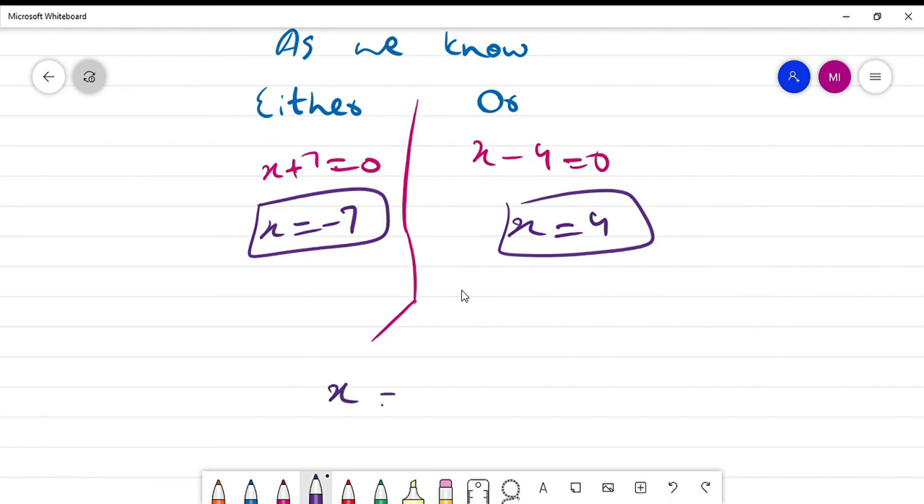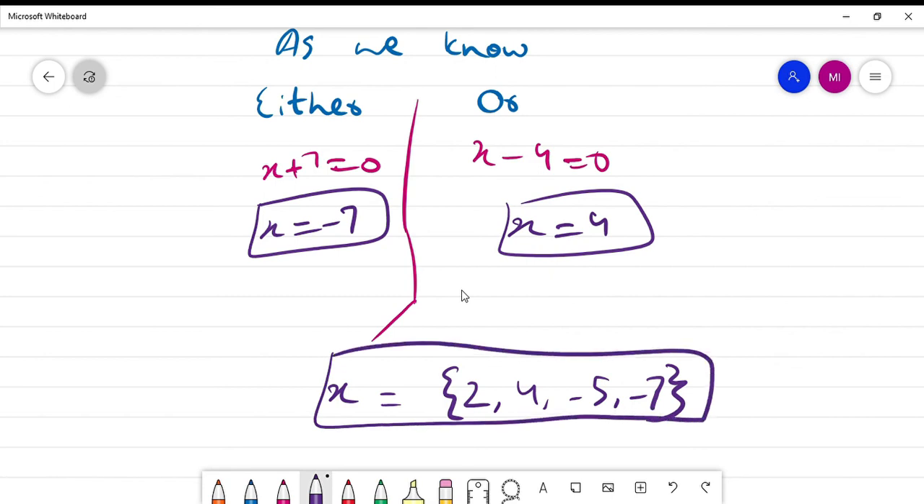So the solution set for x is equal to 2, 4, negative 5, and negative 7. And that's the fifth case. We just talked about all 5 cases of the equations reducible to quadratic equations or to quadratic form.